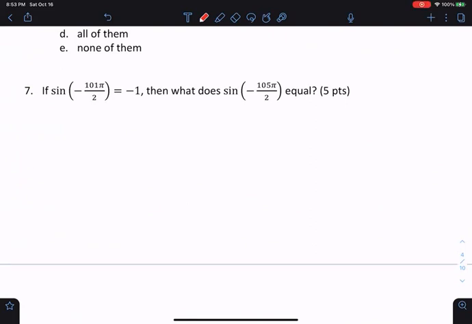So they give us sine of negative 101 pi over 2. And they say, what's the value of sine of negative 105 pi over 2? If you subtract negative 4 pi over 2, that's going to be the same as negative 105 pi over 2, right? I'm going to add and then subtract. So that means I can use the sine formula.